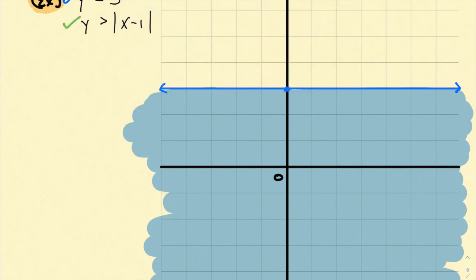Let's use green. What I recall about this particular inequality is that it's an absolute value. That's going to be a V shape of some sort. I see no multiplier, so I see no vertical stretching or compression. There's no negatives, so it doesn't flip over. I do see this piece in here, and as a reminder, that's going to shift my V shape one space opposite of minus 1. It's going to shift it one space to the right.